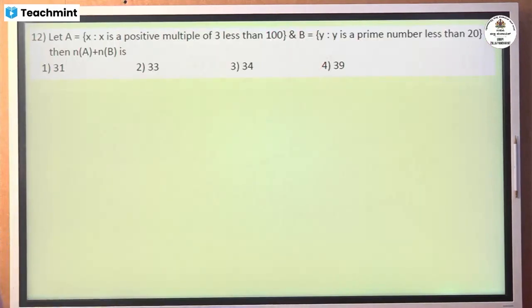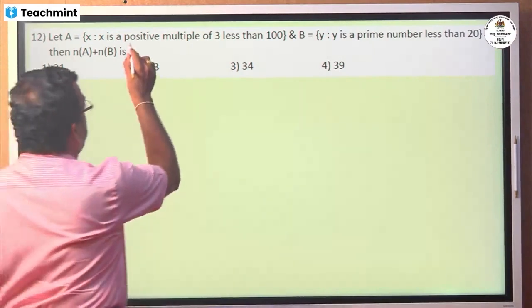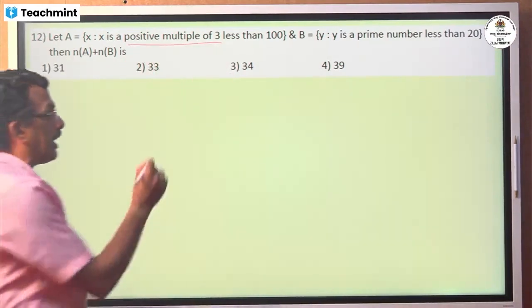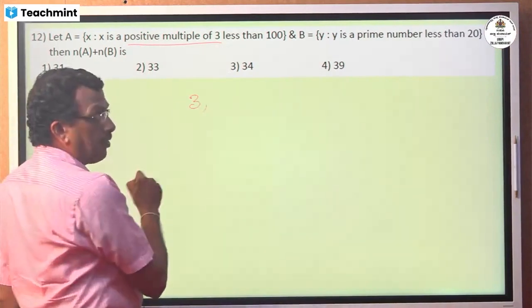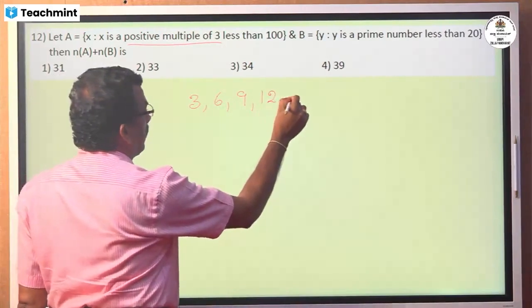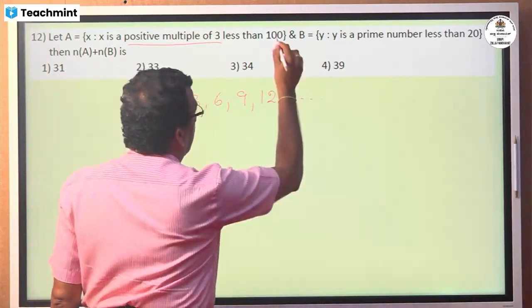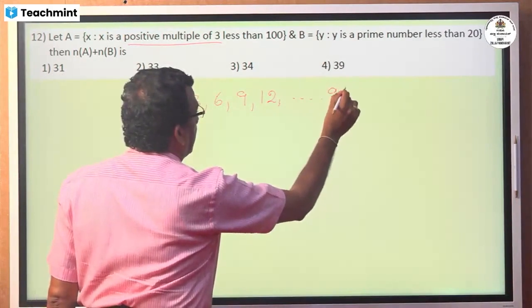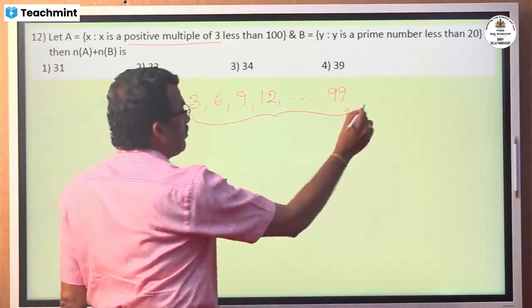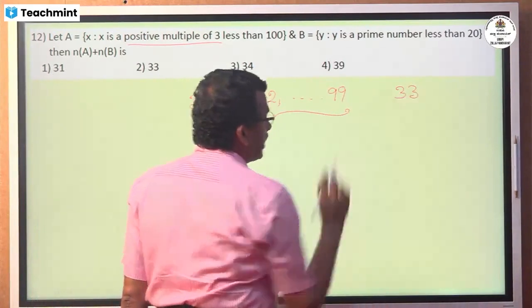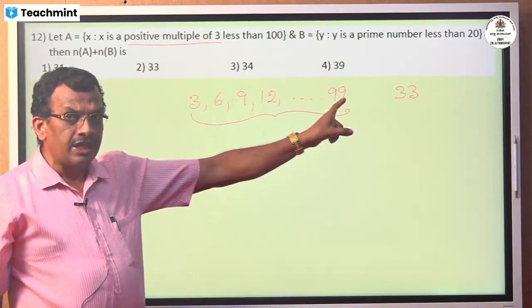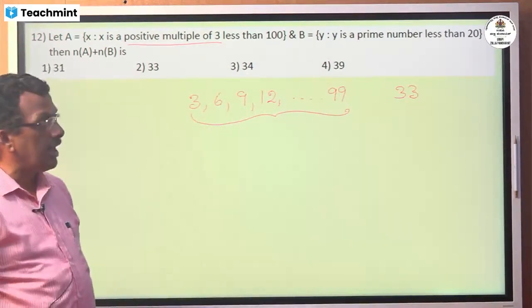Let A be a set with element x, where x is a positive multiple of 3 less than 100. What are positive multiples of 3 less than 100? We write the table of 3. 3 ones are 3, 3 twos are 6, 3 threes are 9, 3 fours are 12. Like that, if I write, the number should be less than 100, that means up to 99. How many multiples am I getting here? 33, right? 3 times 33 is 99. So I am getting 33.